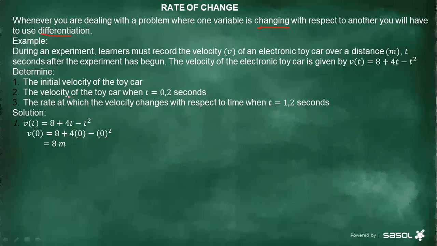Second question, the velocity of the car when time is 0.3 seconds. Let's see. So this is what we are having. Where you see T, you just substitute 0.2. You press the calculator, you get 0.76 meters per second.